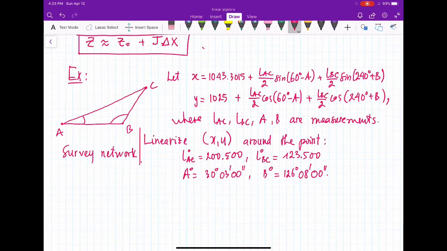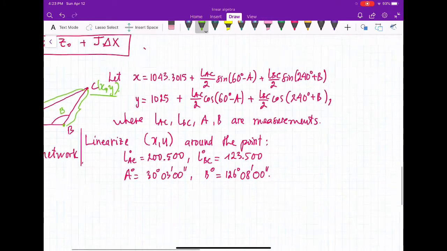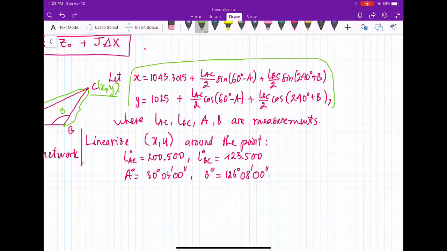Okay. All right, let's consider the following example. And I suppose that you are familiar with this example, right? You have two control points A and B, okay? And you measure C. And the coordinates of C depend on the angle A here, the angle B right here, the distance from C to A, and the distance from C to B, okay? And the position of C can be described using these two functions.